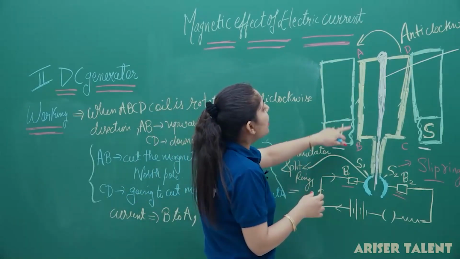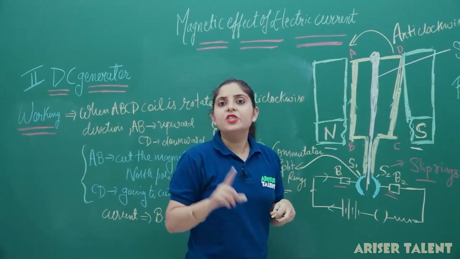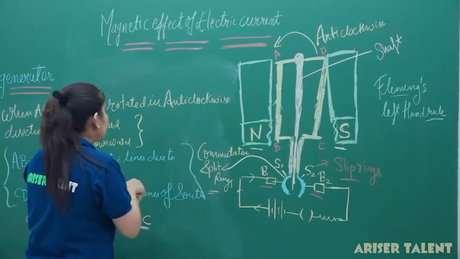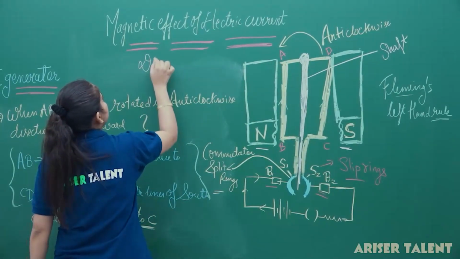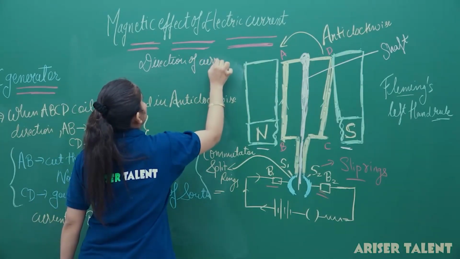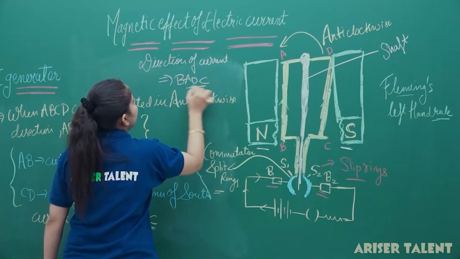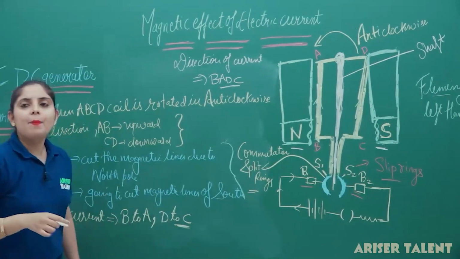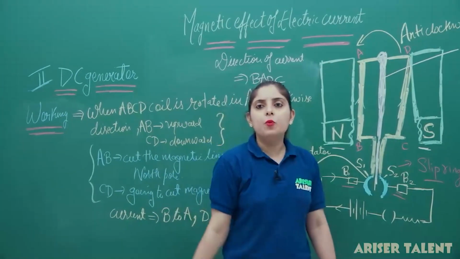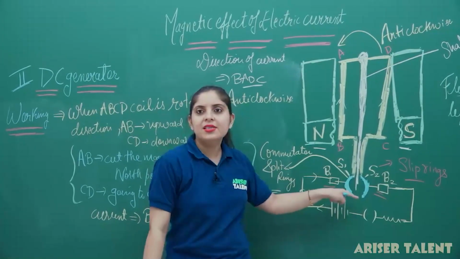Now, if current is flowing from B to A and D to C, I can say that the direction of the current will be BADC. Now, what will happen here when you rotate this coil in between the north and south pole in anti-clockwise direction? You can see that there are two slip rings connected to it.